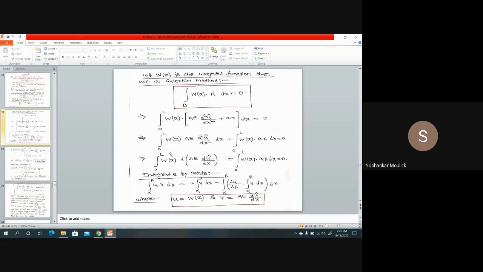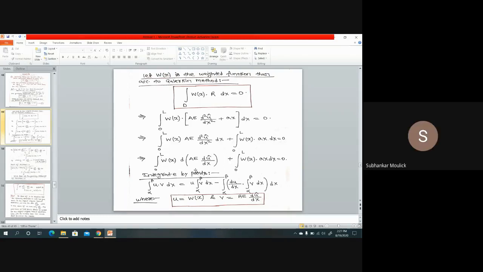That trick is, I can write this expression, this first integral, like this: integral 0 to L w of x, I have taken one d by dx out, this d in bracket A of E du cap by dx. Is this step clear? This fourth one, the left hand expression.